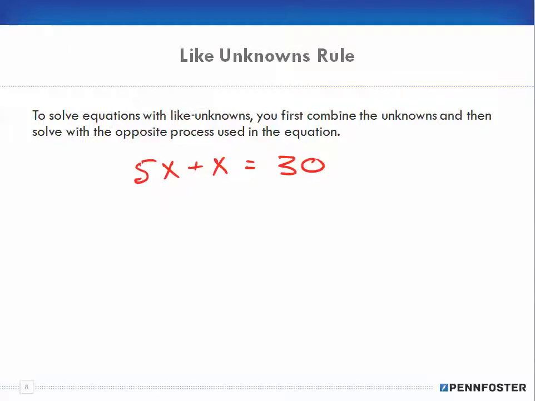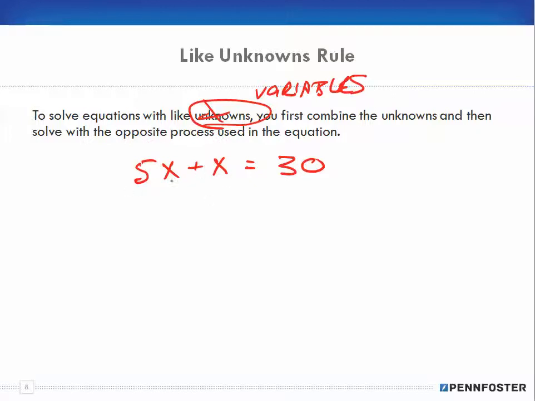To solve equations with like unknowns, remember the book uses unknowns. That's another word for variables. I have a tendency to use the word variables. I don't like using the word unknowns, but be that as it may, I have the same variable, which is x, and I'm solving this equation with like unknowns because they are both x. You combine the unknowns and then solve with the opposite process used in the equation.